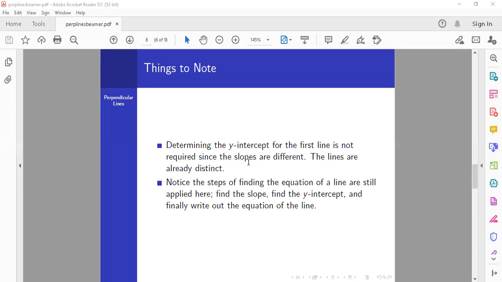Things to note. Determining the y-intercept for the first line is not required since the slopes are different. The lines are already distinct. Notice the steps of finding the equation of a line are still applied here. We still follow those steps: find the slope, find the y-intercept, and finally write out the equation of the line.